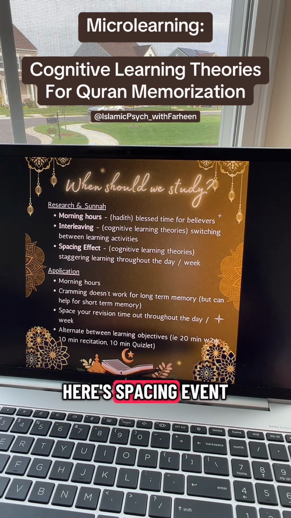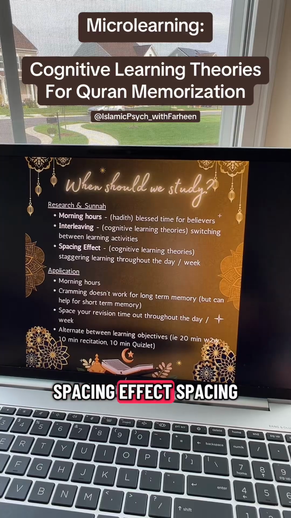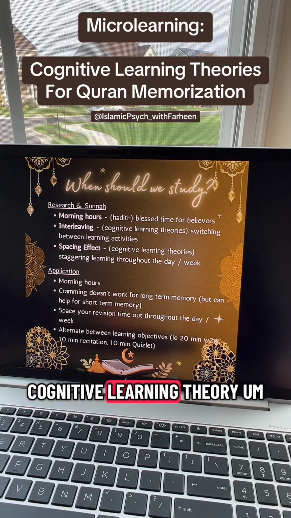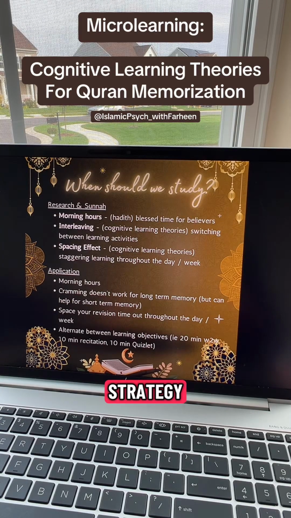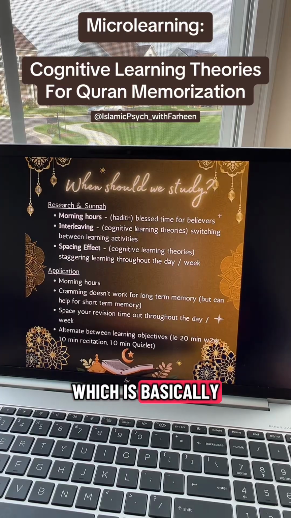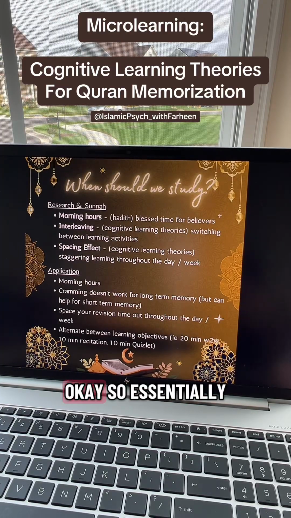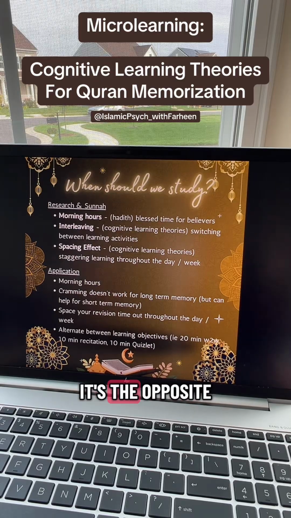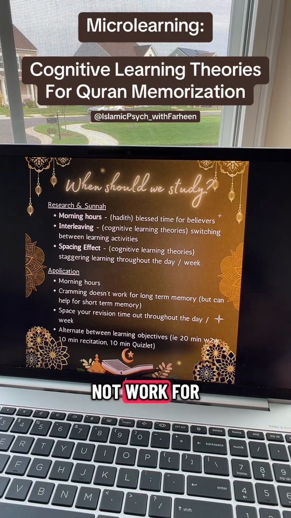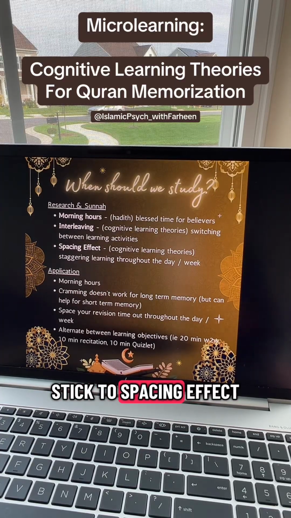All right, here's spacing effect. Spacing effect is a cognitive learning theory strategy, which is basically staggering your learning throughout the day or even the week. Essentially it's the opposite of cramming, which you see in my application section. It's the second bullet. Cramming does not work for long-term memory. Yes, it can help you with short-term memory, but for long-term memory, you want to stick to spacing effect.